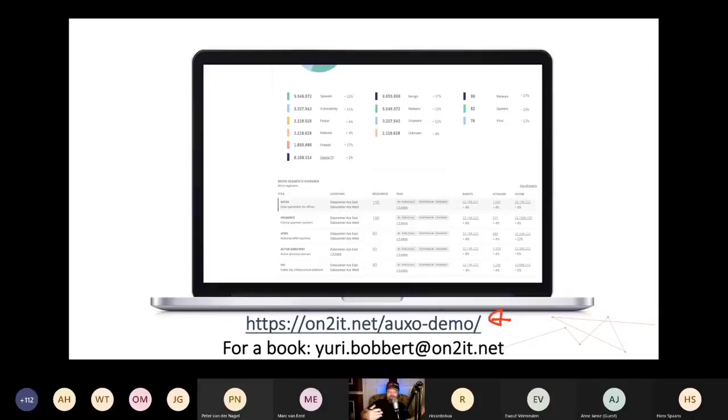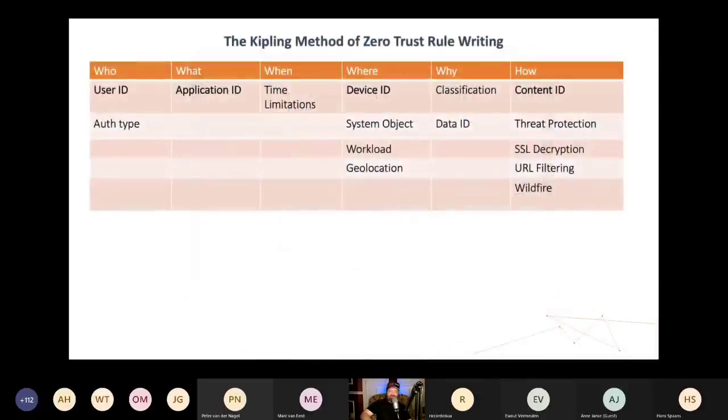That surprises us because we think of it as so small. But how do we write policy? This is the key, right? This is what's called the Kipling Method. The Kipling Method was inspired by Rudyard Kipling. He gave us the idea of who, what, when, where, why, and how.